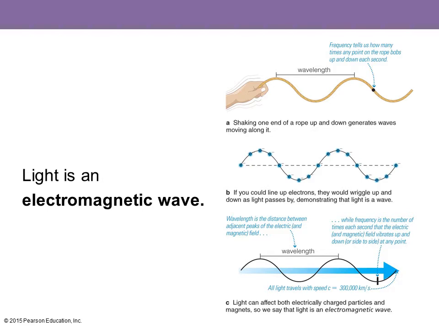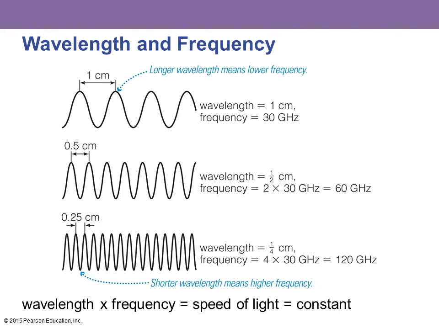So, light is an electromagnetic wave. It travels in a wave form, and so that wave has wavelength. It also has frequency, which I already talked about. That's the number of times a crest would pass a certain point. But wavelength times frequency equals the speed of light, and that speed of light is constant, 180,000 miles per second, or 300,000 kilometers per second.